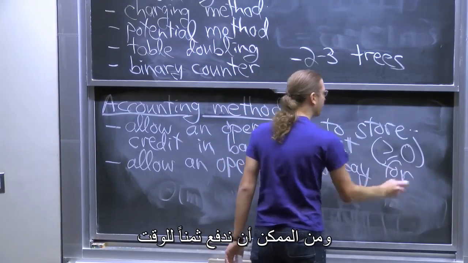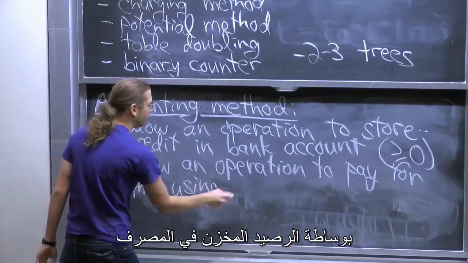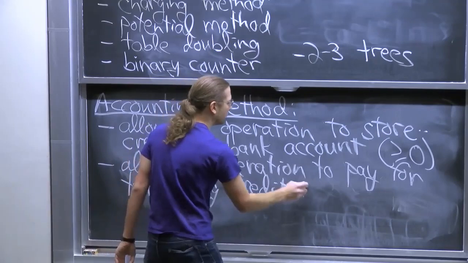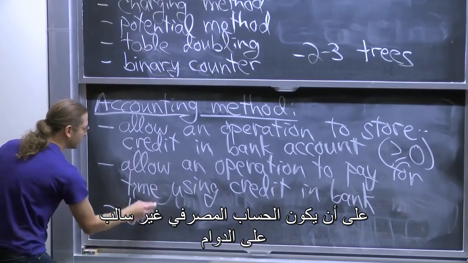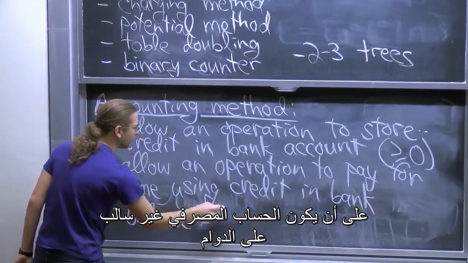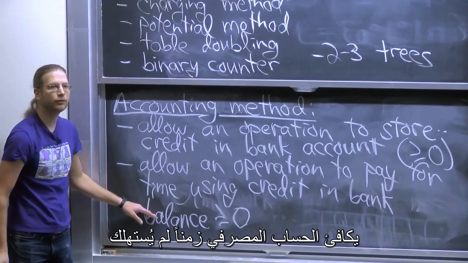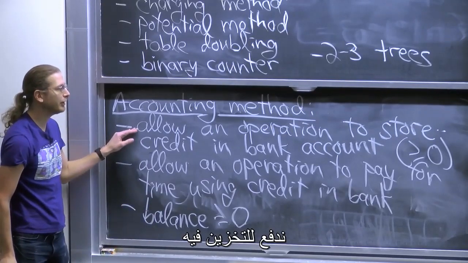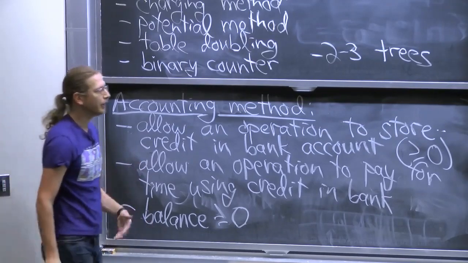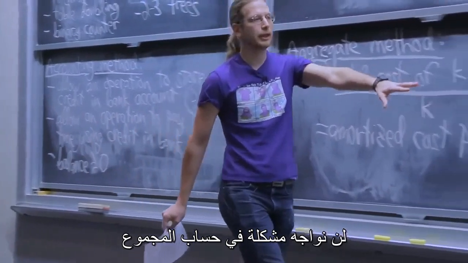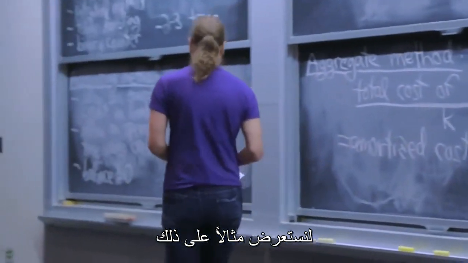And you can pay for time using the credit that's been stored in the bank. As long as the bank balance remains non-negative at all times, this will be good. But the bank balance is a sort of unused time. We're paying for it to store things in there. If we don't use it, well, we just have an upper bound on time. As long as we go non-negative, then the summation will always be in the right direction. This inequality will hold. Let's do an example.